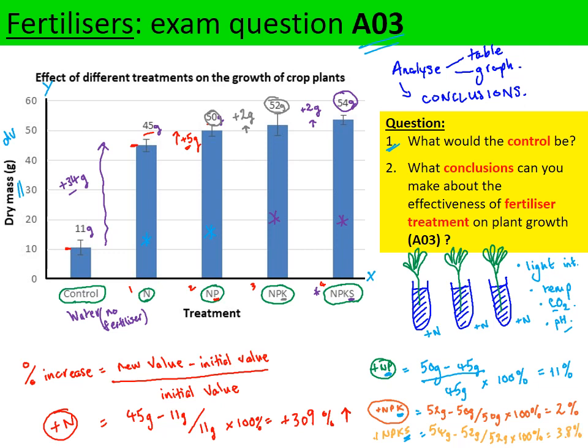So we can start to see the effect of these different elements on plant growth. We know by far nitrogen gives us the biggest increase in dry mass, that big 34 grams, which is 309%. The addition of phosphorus, potassium, and sulfur does give us small increases individually. And if we were going to choose a fertilizer, obviously we would choose N, P, K, and S, because that gives us the biggest overall growth.